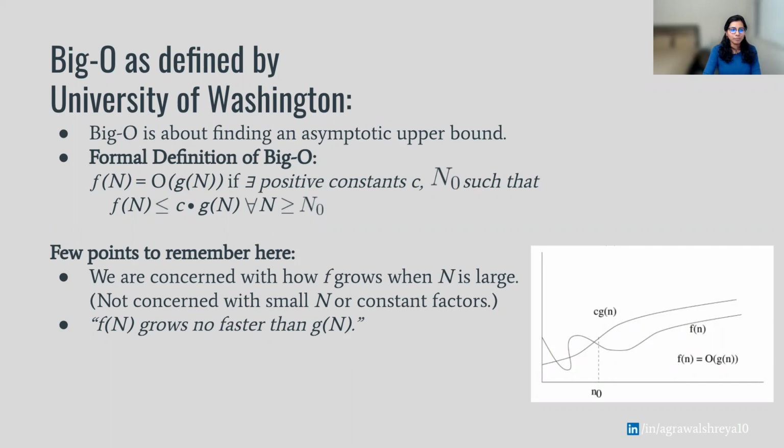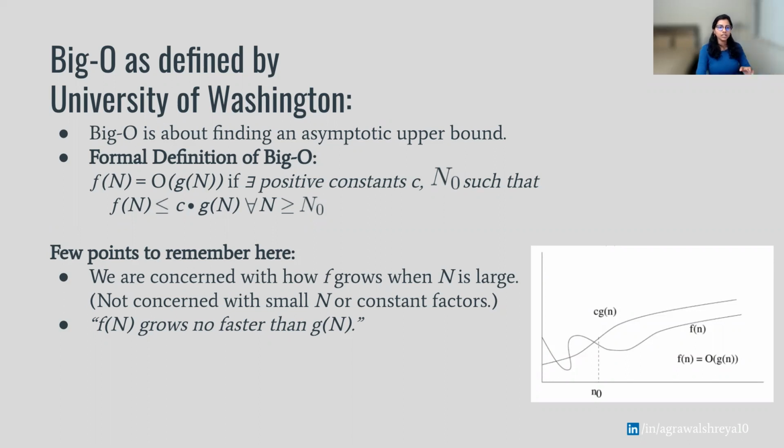A few points to remember here: we are concerned, like I said, with how f grows when n is large, rather than being concerned with any small n or constant factors, because they become negligible. It doesn't matter when we are talking about such larger values. Those smaller values or constant factors don't matter so much. It becomes insignificant. And f of n can grow no faster than g of n.